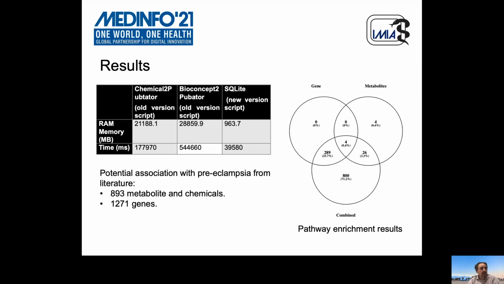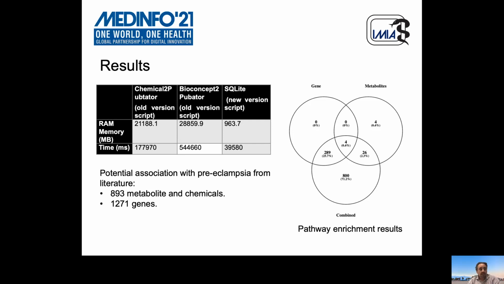In terms of the time for the analysis, we can identify as well that there is a significant reduction from the use of the new version using the SQLite annotation, even when we are using a much larger data set than was used before. So this is a very important and significant improvement over the previous version.